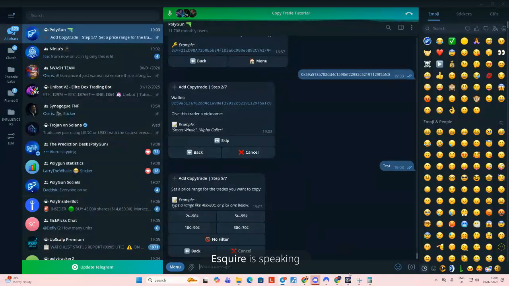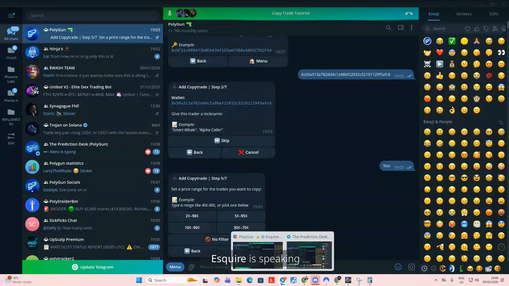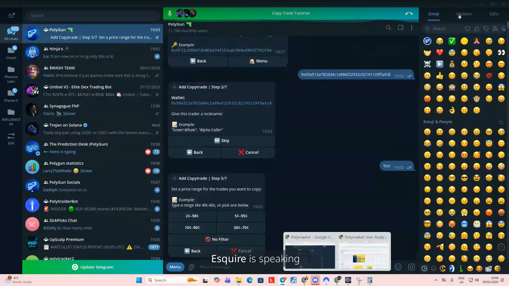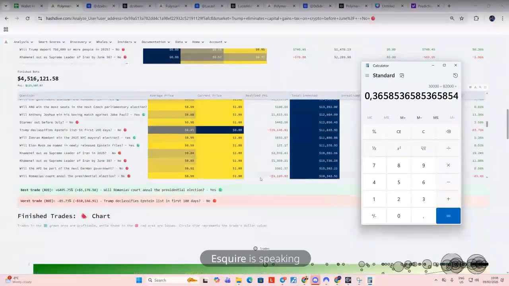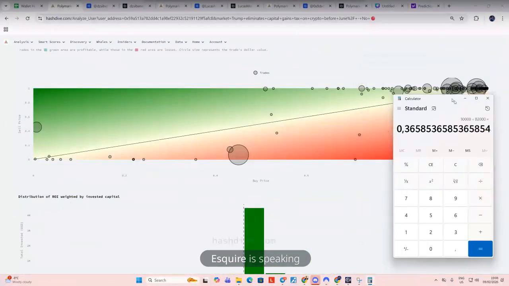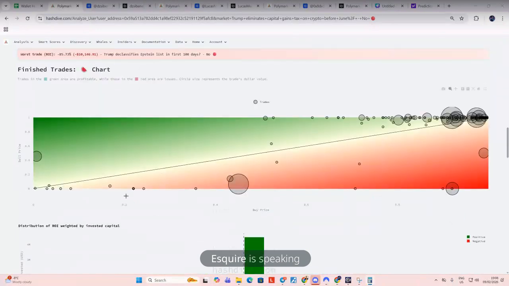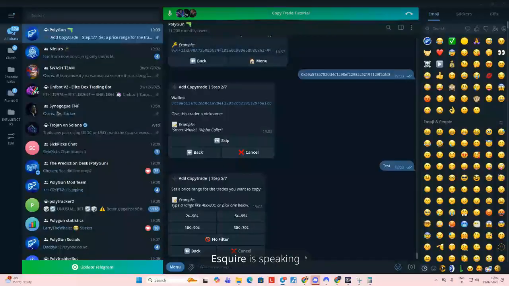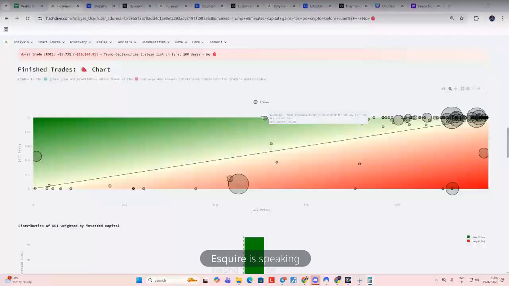When it comes to the price range, you can use Hashdive to look into where this guy's winning, right? So when I come to this heat map, I'm checking this out, and this guy's really not hitting anything under 50 cents, right? These are losses. The majority of his losses are coming from stuff that he shouldn't even be trading. So with this setting, I can actually filter that out. So I'm going to look here. Okay. I'm going to take all of his action above 50 cents, basically.